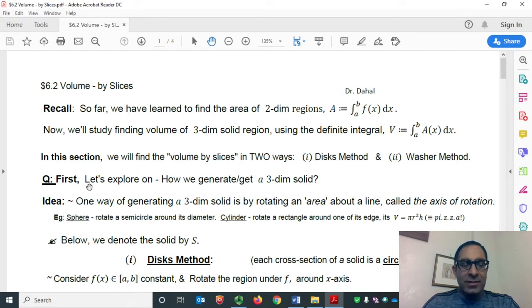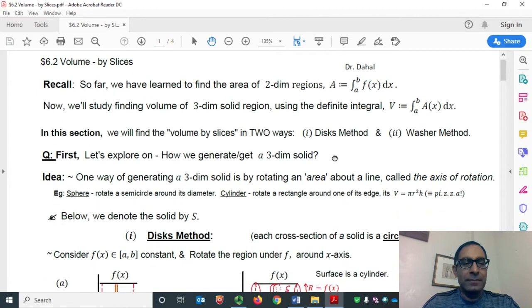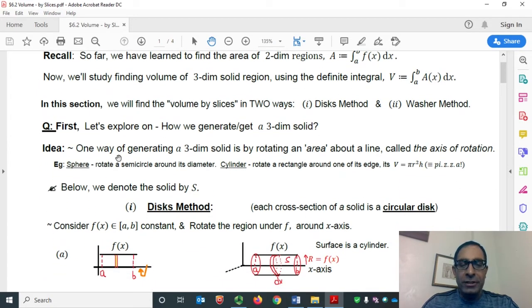First, let's try to answer this question: how do we generate a three-dimensional solid? One way is by rotating an area around an axis of rotation. For example, rotate a semicircle around its diameter, we get a sphere. Rotate a rectangle around one of its edges, we get a cylinder, and we know the volume of a cylinder is pi r squared h. In these sections, we denote the solid by uppercase letter S.